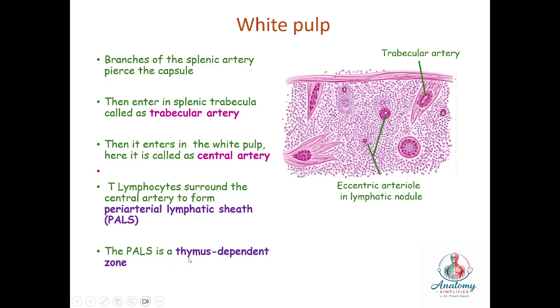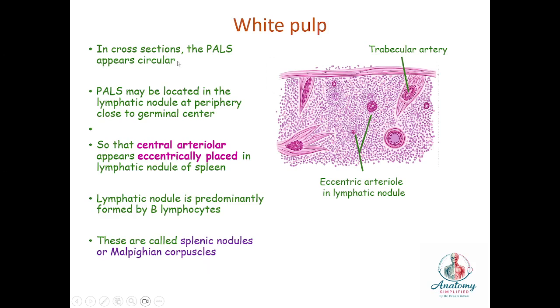The periarterial lymphatic sheath is a thymus dependent zone. In a cross section, it appears circular. Then, this periarterial lymphatic sheath may be located in the lymphatic nodule at the periphery close to the germinal center. And then you can see the central artery or periarterial lymphatic sheath eccentrically placed in the lymphatic nodule of the spleen. This is the identifying feature of the spleen.